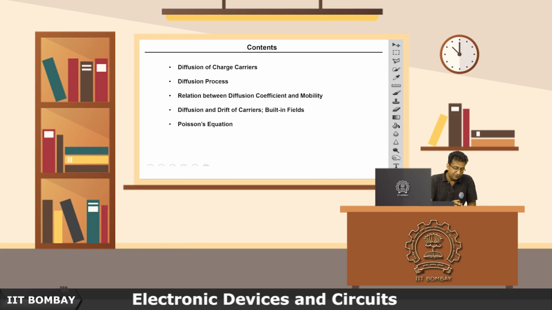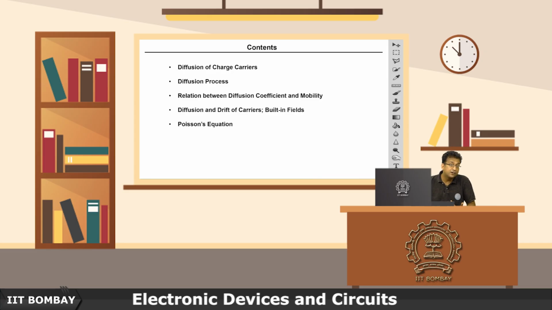In the last lecture, lecture 5, we talked about the drift current. The current in semiconductors is primarily of two types: one is the drift, another is the diffusion. We'll talk about what the diffusion process is and how it constitutes the current in semiconductors. Then we'll talk about the parameters on which the diffusion currents depend.